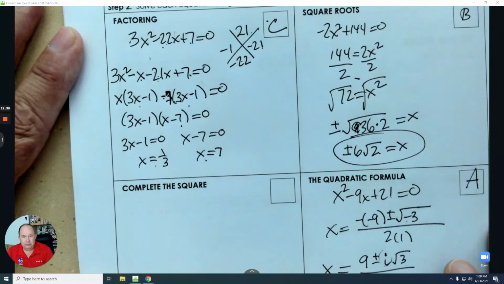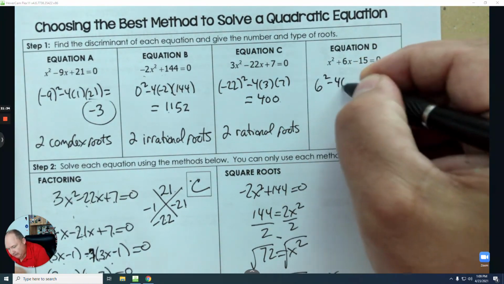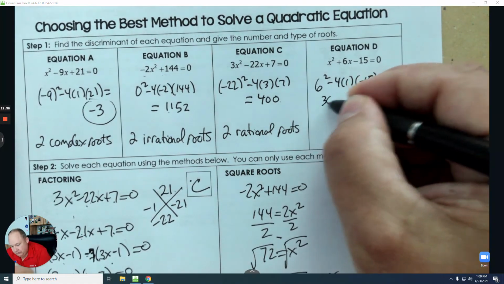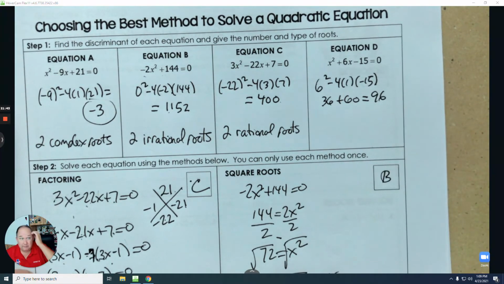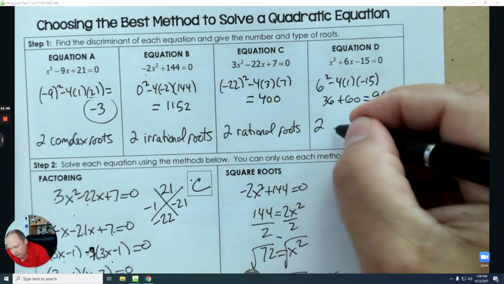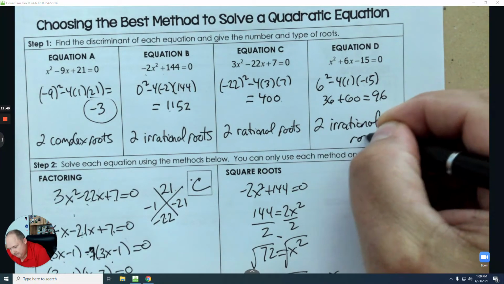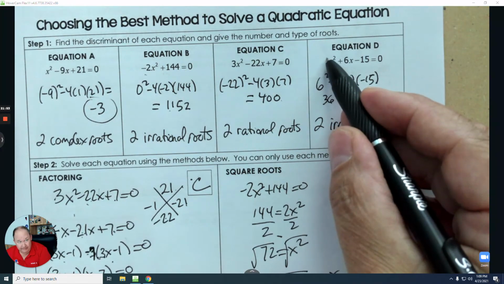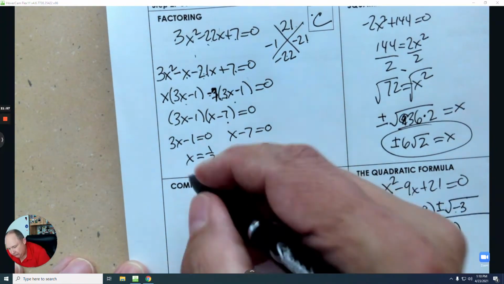So we're going to complete the square. So b squared minus 4ac to begin with. So this is 36 plus 60, which is equal to 96. 96 is not a perfect square. So we have two irrational roots. So we're going to solve this. Notice a is 1 and b is an even number. So we're going to complete the square here.